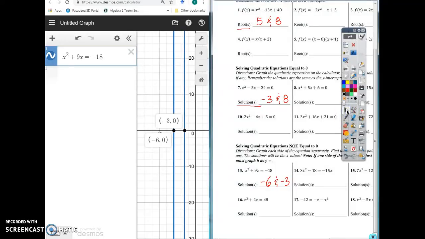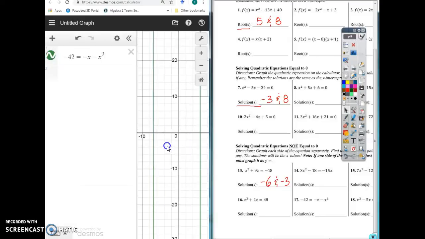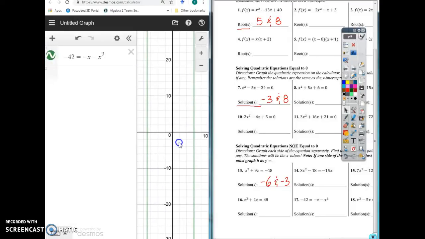Let's try another one. Let's see if this one will work. Number 17. If I switch them around and I put negative 42 first, equal to negative x minus x squared. Here's one, and here's the other one. So negative 7 and positive 6. Okay, so that's how you do the front page. Let's go to the back page.